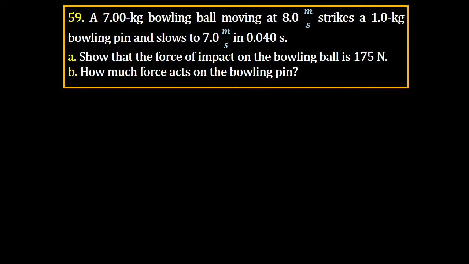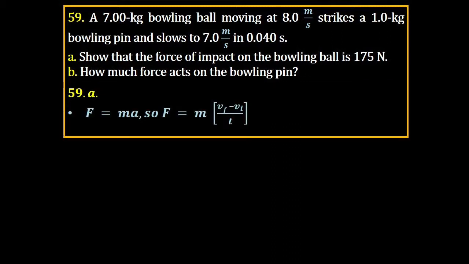So, a 7 kilogram bowling ball moving at 8 meters per second strikes a 1 kilogram bowling pin and slows to 7 meters per second in 0.04 seconds. This is like a momentum problem, actually. Show that the force of impact on the bowling ball is 175 newtons. How much force acts on the bowling pin?